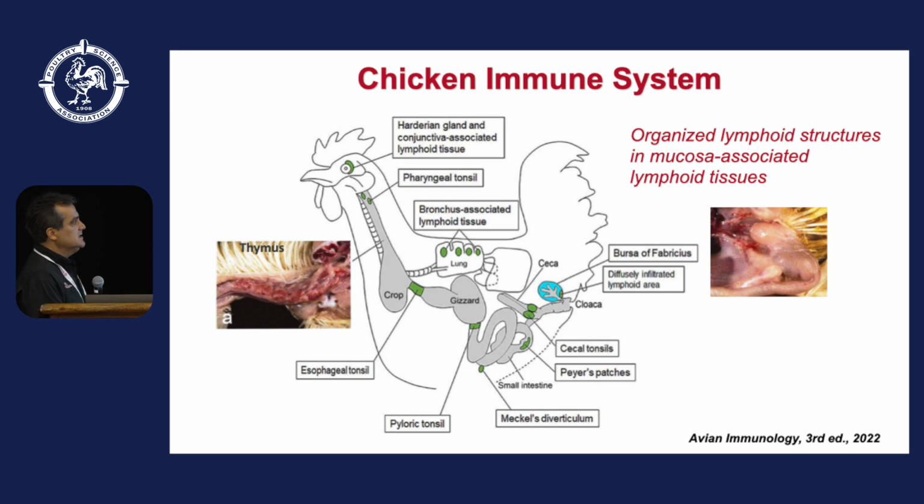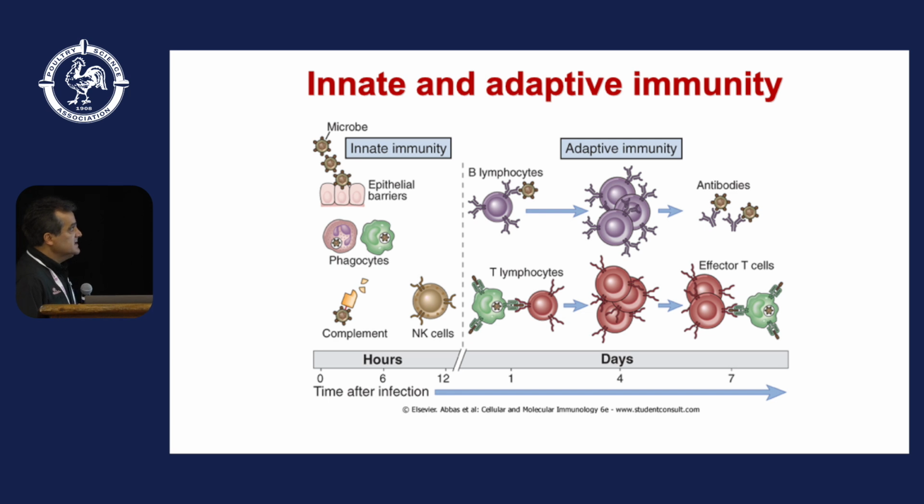But our focus in this symposium is going to be in this whole area, the small intestine and the ceca. The rest of the talks are going to be addressing all those infections. That being said, this is a little schematic reminding everybody how the immune system works. We have 2 branches, what we call innate immunity and adaptive immunity, or acquired immunity.